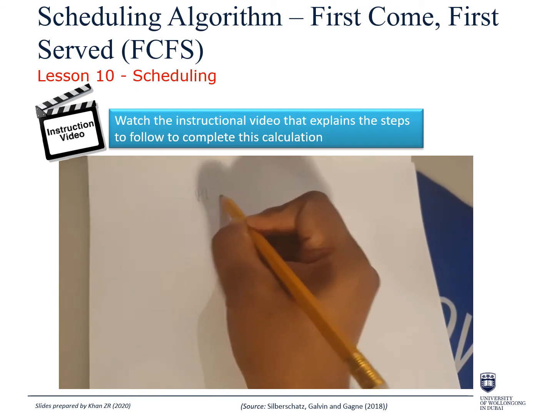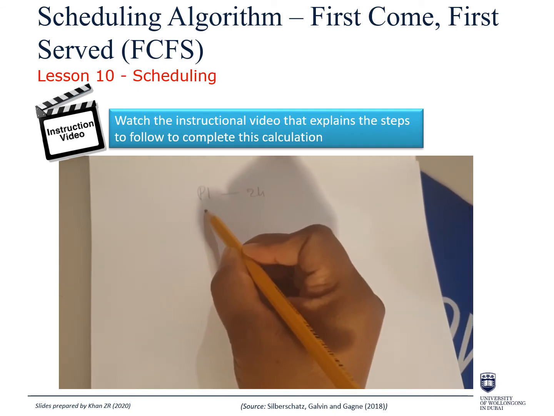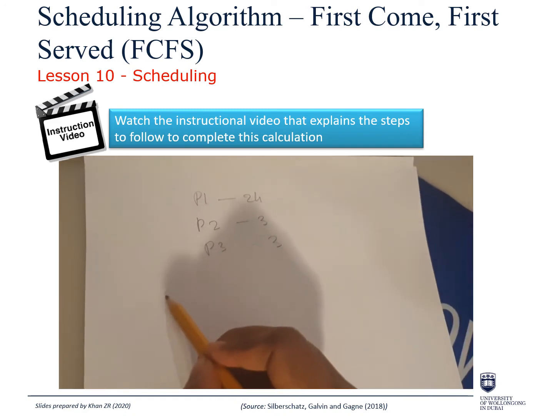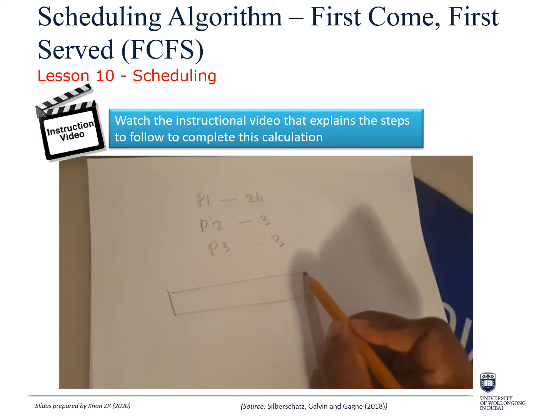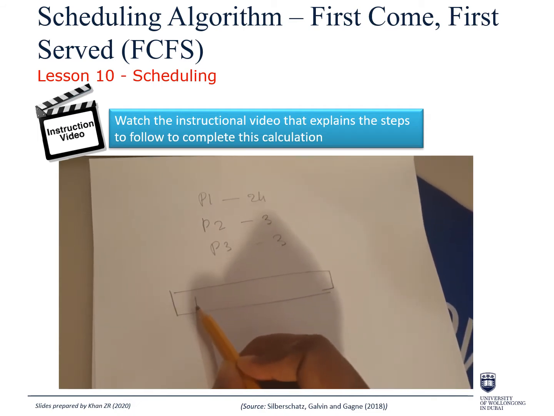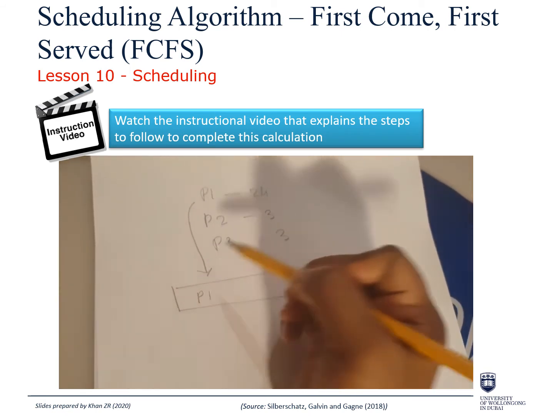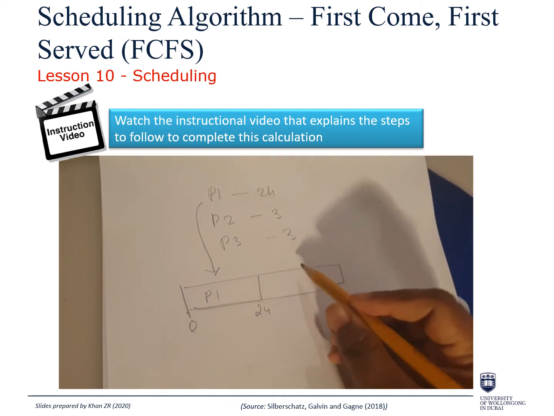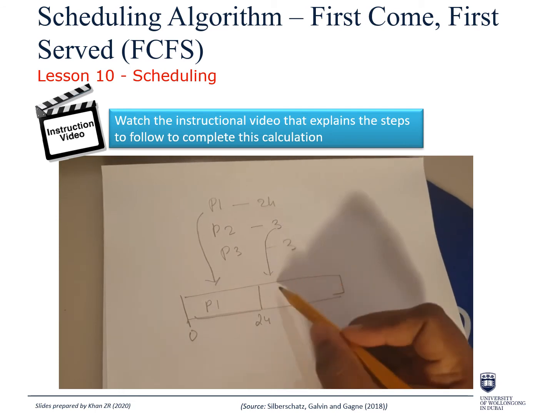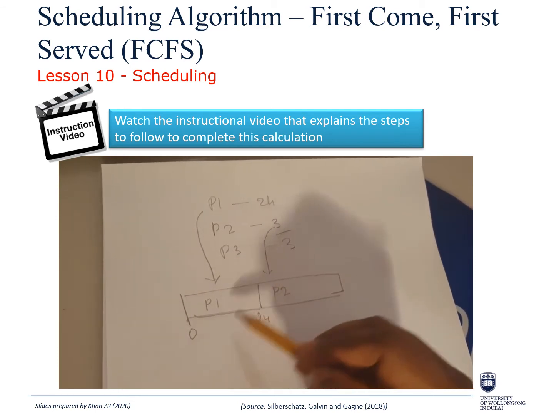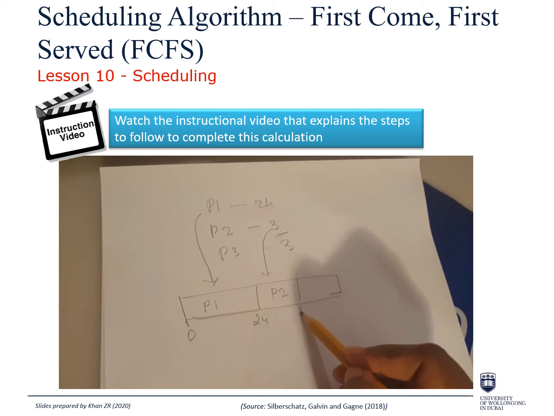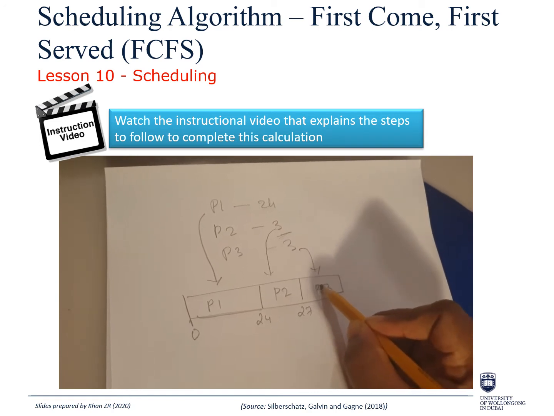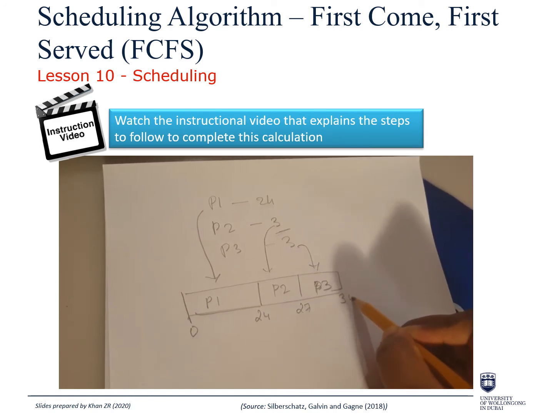You have the processes P1, which takes 24 burst time, P2, which will take 3, and P3, which will take 3. When I make a Gantt chart for this, I start of course with P1, because P1 is supposed to come first. It starts at 0 and goes all the way to 24. Then you bring in P2, which takes 3 burst times. So 24 plus 3, you get 27. And then P3, which starts at 27 and finishes at 30.